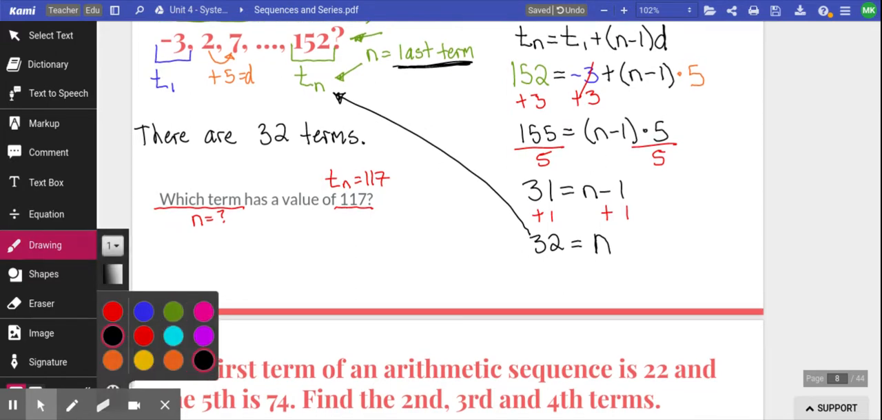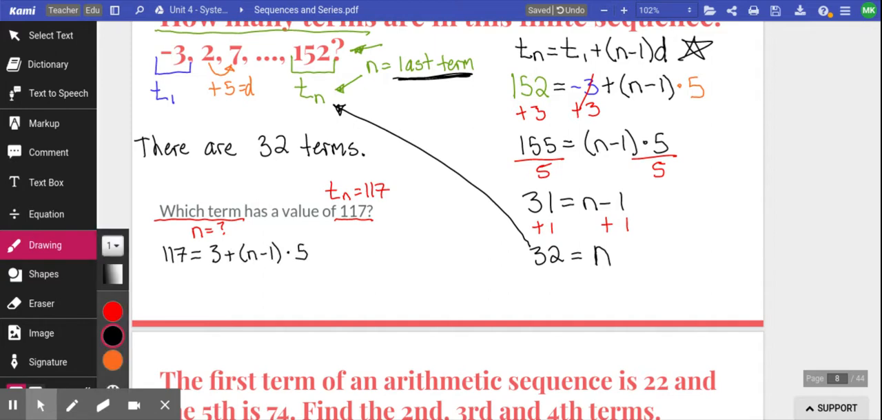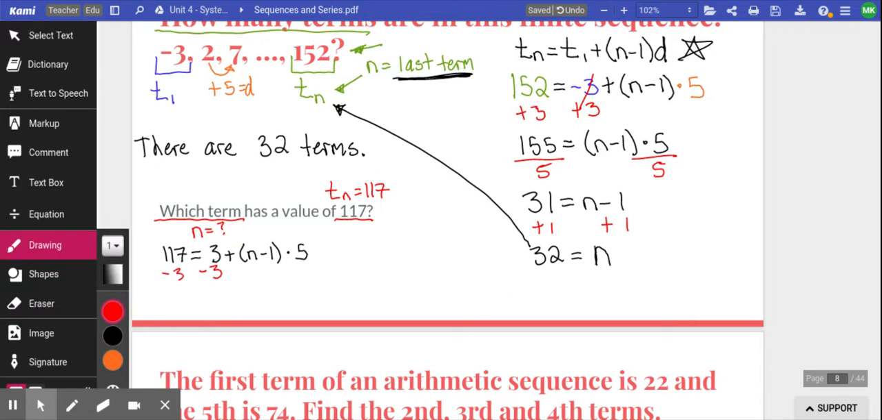Okay, hopefully you did that. I'm going to fill in all that stuff. So I'm going to use my formula, which is up here. T of n is 117. That is equal to T of 1, which is 3, plus n, which I don't know, minus 1 times 5. I'm going to solve for n. So I'm going to subtract 3 first. Oh, not divide by 3, subtract 3. That gives me 114 equals n minus 1 times 5.